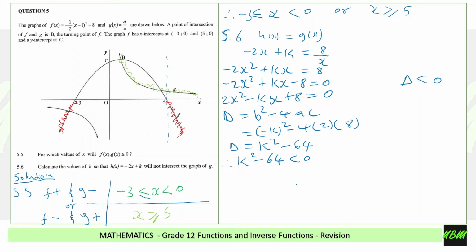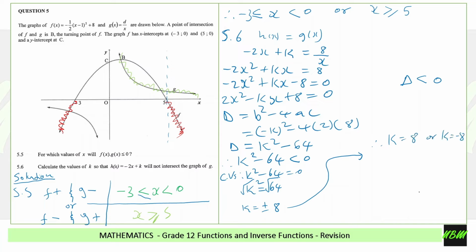Now we are looking at a quadratic inequality. So we can solve for k the same way we solve quadratic inequalities. We find the critical values. k squared minus 64 equals 0, so k squared is equal to 64. Square root on both sides, k will be equal to plus or minus 8. Therefore, k is equal to 8 or k is equal to negative 8.